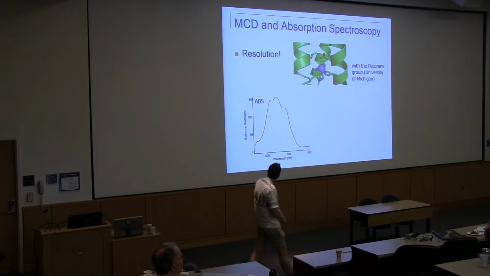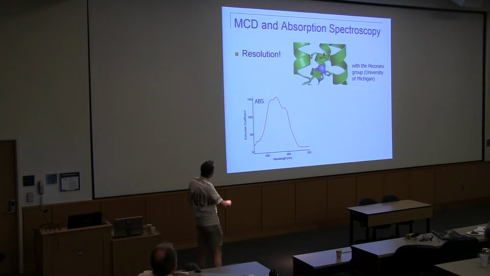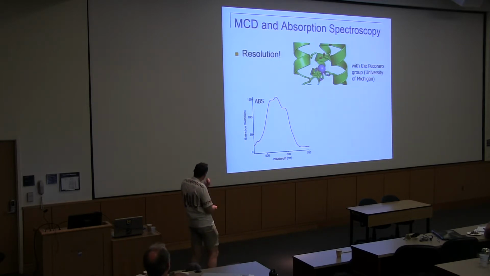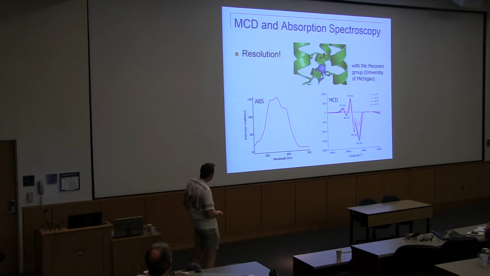So here's an example. This is a copper-2 complex with a de novo designed protein that was made in the Pecoraro group that we measured. Here's the absorption spectrum. It's pretty broad. You can see there are some components here. But if you look at the MCD spectrum, you can resolve all of this very beautifully in the different transitions that are kind of hidden under this envelope here.